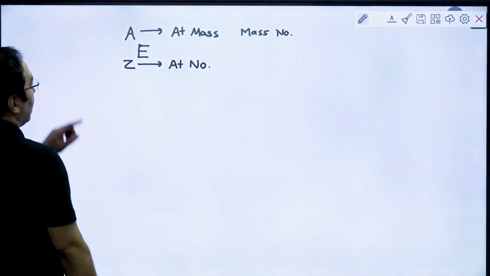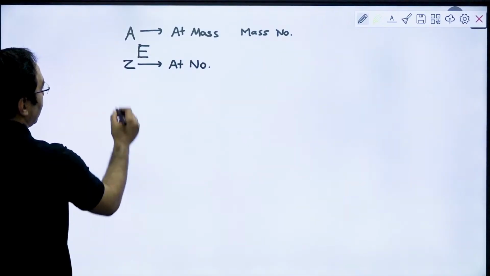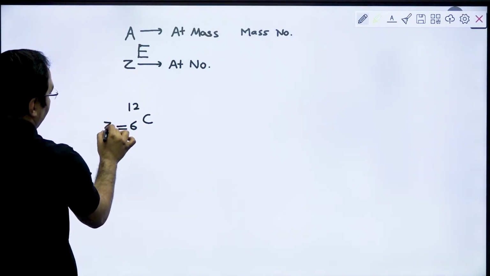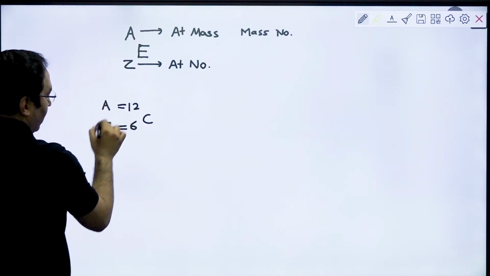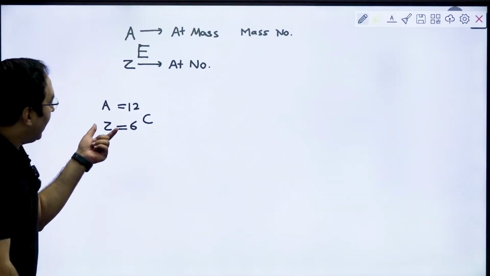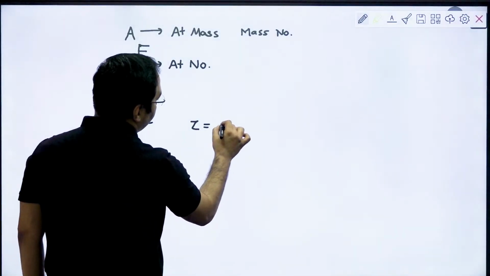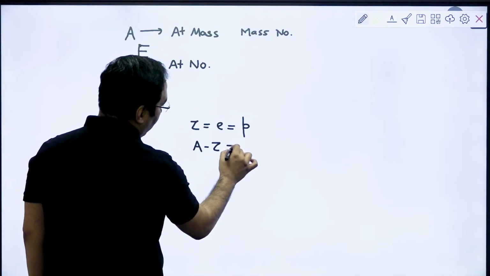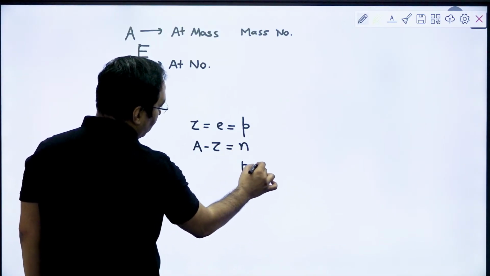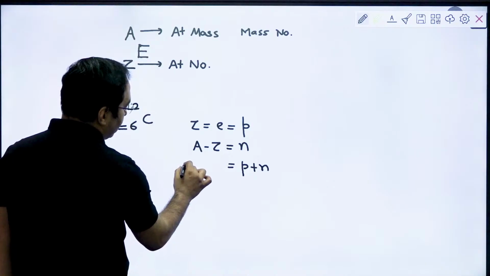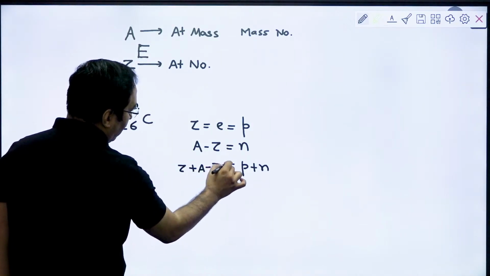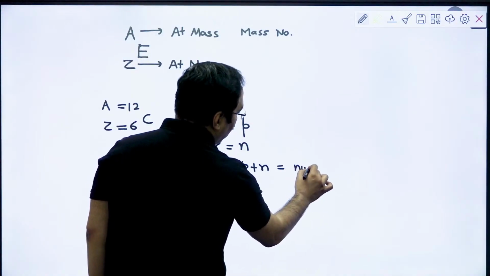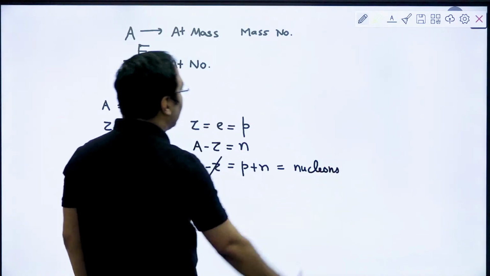Now symbols are fixed, we can't change them. So let's say we write 6C12. The 6 is the value of Z and this 12 is the value of A. This Z will be equal to the number of electrons, and also equal to the number of protons. A minus Z will be equal to the number of neutrons. Protons plus neutrons, which are called nucleons, is Z plus A minus Z, which is A.